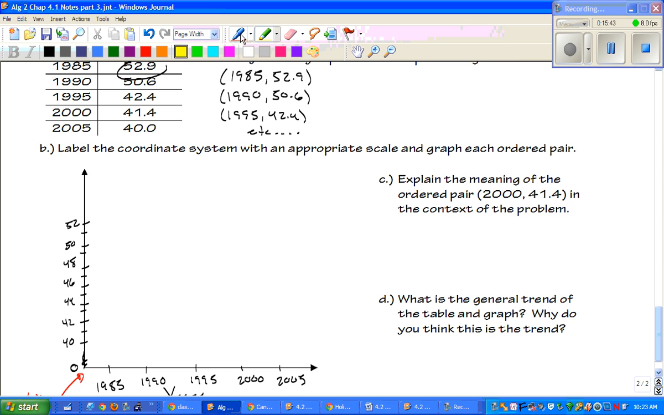In 1985, oh, I have to go a little bit higher. 54, okay. So in 1985, we had 52.9%, which is right around there. And we're just going to do the best that we can, okay? 1990, we had 50.6. 1995, we had 42.4. 2000, we had 41.4. And 2005, we had 40. So there we go. There's our graph.